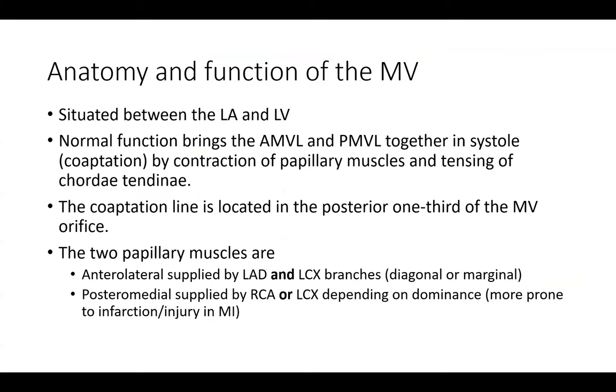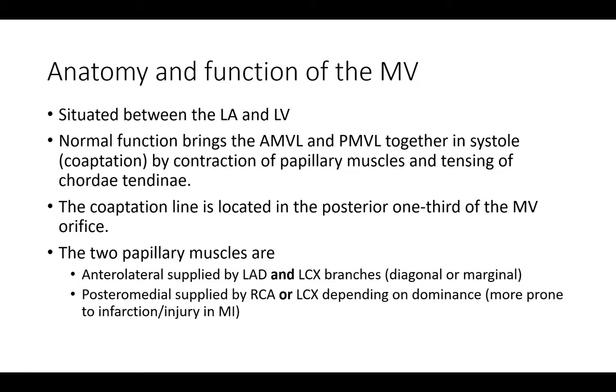Now, the blood supply of the papillary muscles is important because when there's an infarction, it affects which one gets injured. So we have two papillary muscles: the anterolateral, which is supplied by the left anterior descending and branches of the left circumflex, so either the diagonal or marginal branches.